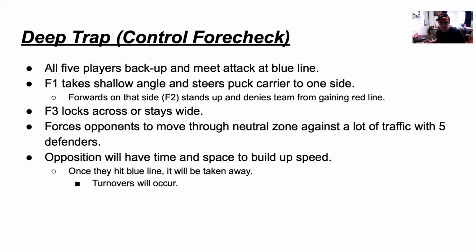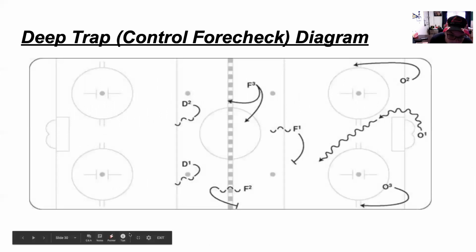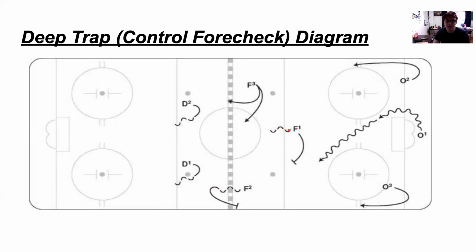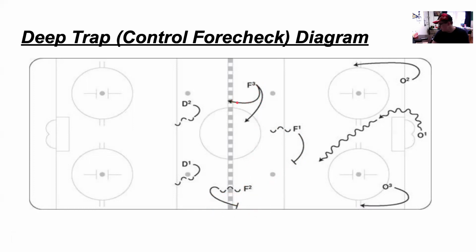Okay, so as we take a look at this diagram, all 5 players are back. Now, I know this is a little confusing, but we're going to work on this. F1 is going to take that angle and steer to one of the sides. The forward on that side, which is F2, has to deny the team from getting the red line. Then F3 has to come here, stand on the blue line and stay wide to prevent this forward.